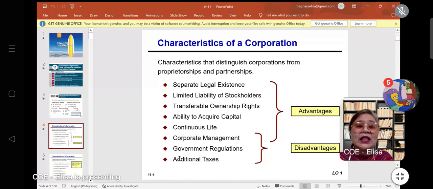It has limited liability of stockholders. Mato kung gihatang example nga dili pwede habolon sa mga creditors ang personal properties sa mga stockholders. So limited liability na siya. Transferable ownership rights. Anytime you can buy stocks, anytime you can sell stocks. So the buying and selling of stocks, this is the transfer of ownership from one public owner to another. The ability to acquire capital.